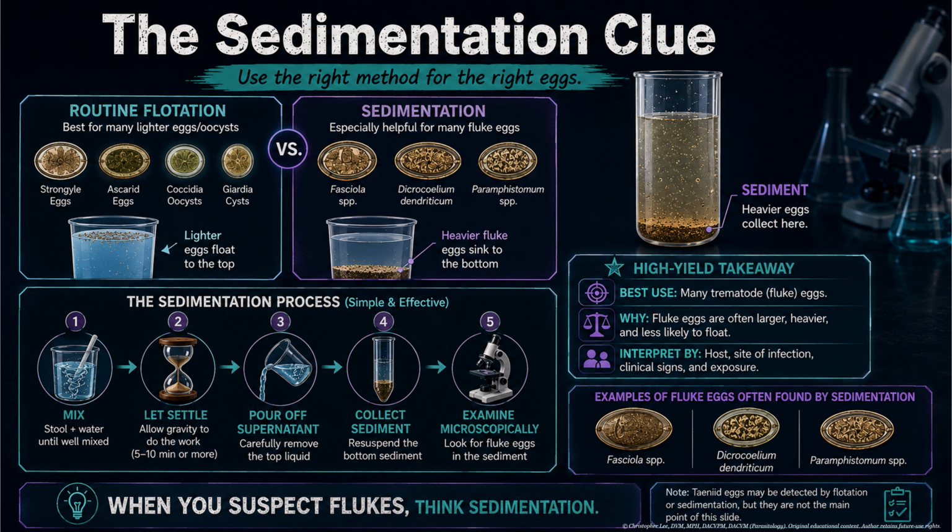This is where sedimentation becomes important. Routine centrifugal flotation is excellent for many parasite eggs, oocysts, and cysts. Many trematode eggs, however, are dense and less buoyant. Routine flotation may miss them, while sedimentation concentrates material that settles to the bottom. A higher specific gravity flotation solution can recover some fluke eggs, and there are tapeworm exceptions, but do not let exceptions steal the introductory rule. When you suspect a fluke, think sedimentation and let gravity do the work.